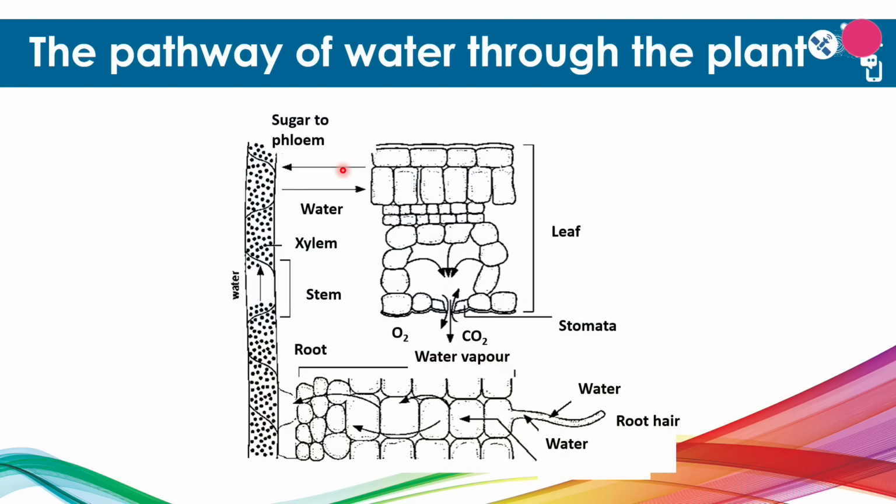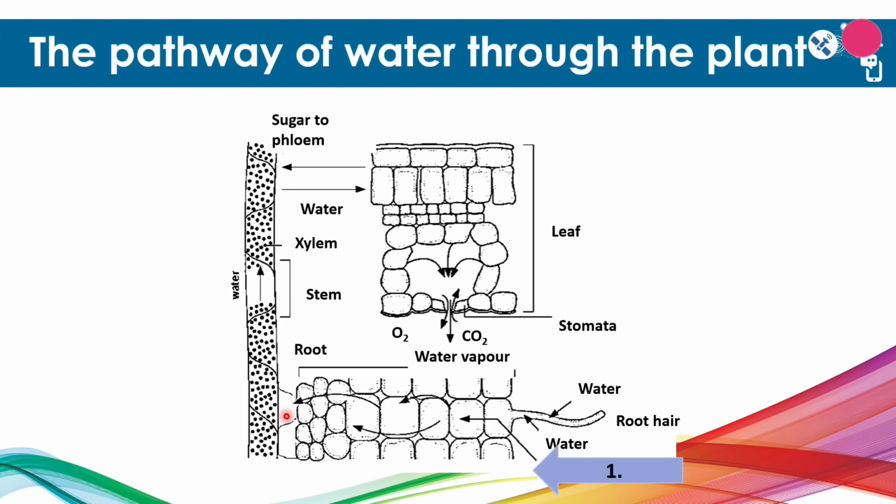So looking at this in a better image, over here we have the root. This section illustrates the root. Over here we have the xylem of the stem, xylem because we're looking at the transport of water, and then eventually it reaches the leaf. So there are actually 4 pathways that the water needs to travel through.